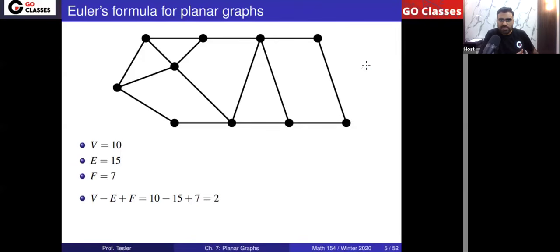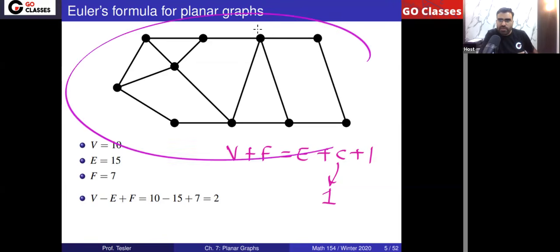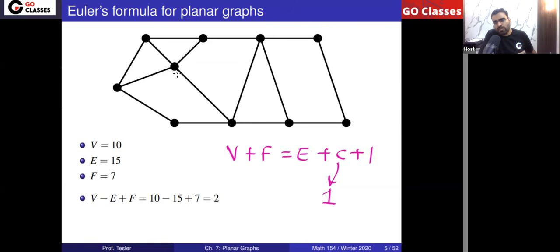You can see in this graph, you can easily find the number of faces. You can just apply the Euler formula. V plus F is equal to E plus C plus 1. Because this is a connected graph, C will be equal to 1. The number of edges you can see is 15, and the number of faces you can calculate. See, this is a planar representation, so you can calculate the number of faces very easily. This is a face, this is a face, and so on. So using the Euler formula also you can calculate the number of faces.